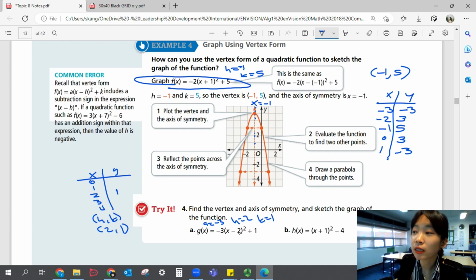1 minus 2 is -1. Square is 1, times -3 is -3, and then plus 1 is -2, right? The same thing for 3 as well. Now plug in 0. 0 minus 2 is -2. Square that is positive 4, and then times that by -3 is -12, plus 1 is -11. Same for that one. Okay, so let's graph it.